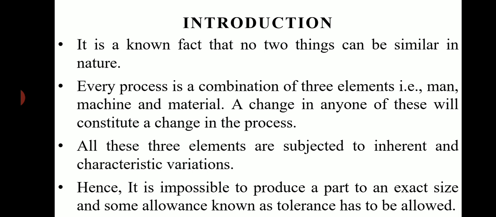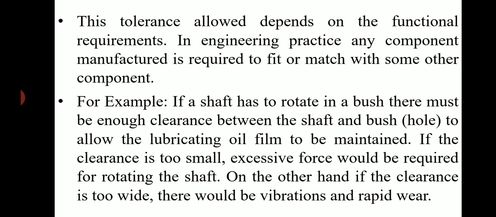Introduction. It is a known fact that no two things can be similar in nature. Every process is a combination of three elements: man, machine, and material. A change in any one of these will constitute a change in the process. All these three elements are subjected to inherent and characteristic variations. Hence, it is impossible to produce a part to an exact size, and some allowance known as tolerance has to be allowed. This tolerance allowed depends on the functional requirements.